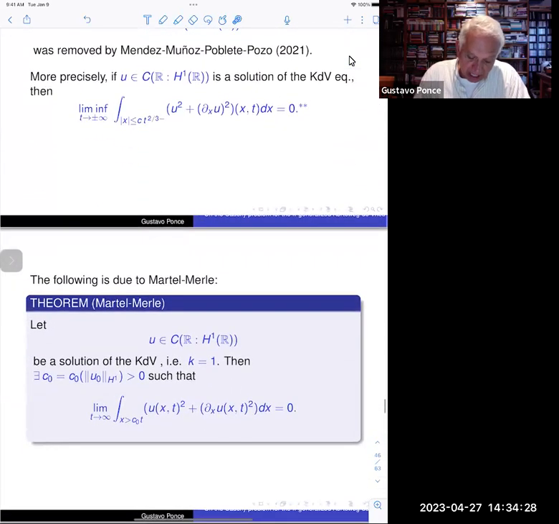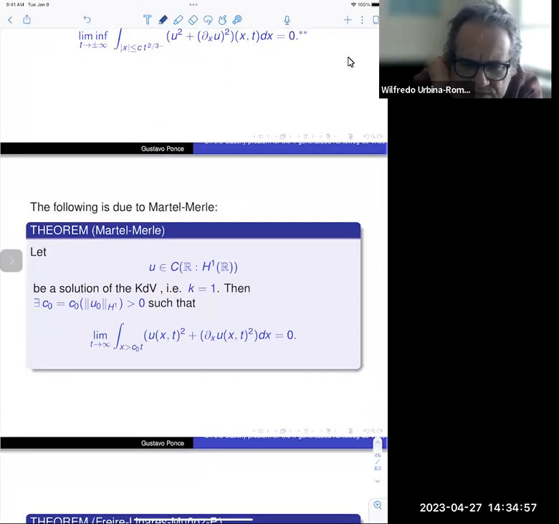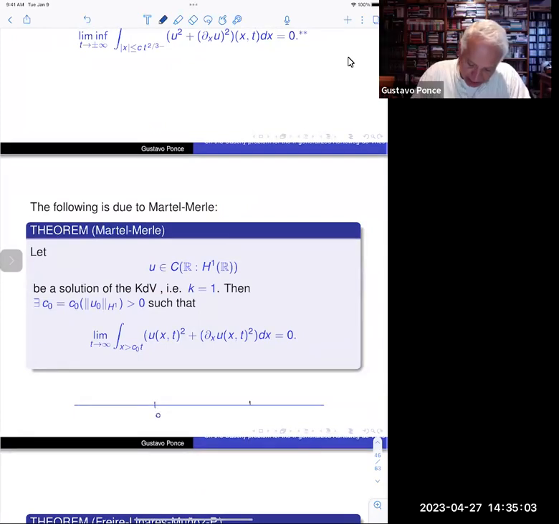Then Martel and Merle proved that if you give me a solution of the KdV, there exists a constant that depends on the norm of the initial data in H1, such that if you integrate the L2 norm, let's forget this part, for all the x larger than this, you have 0. So what is the meaning of that? If this is 0, here you have C0 t. At the time t, you don't have any L2 norm in this part.